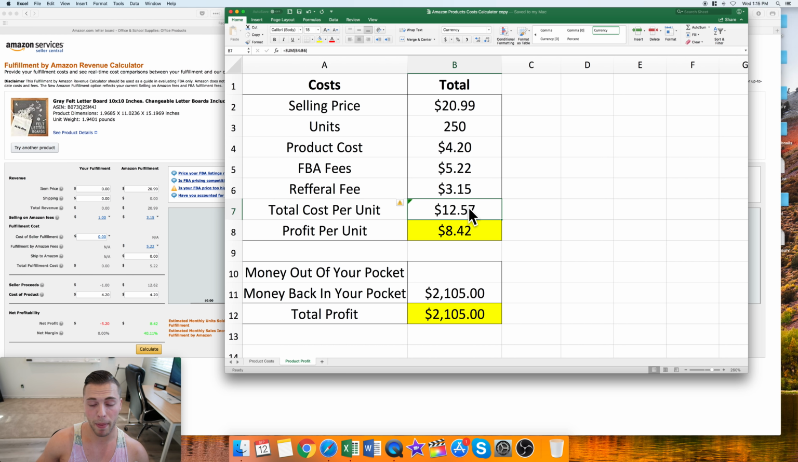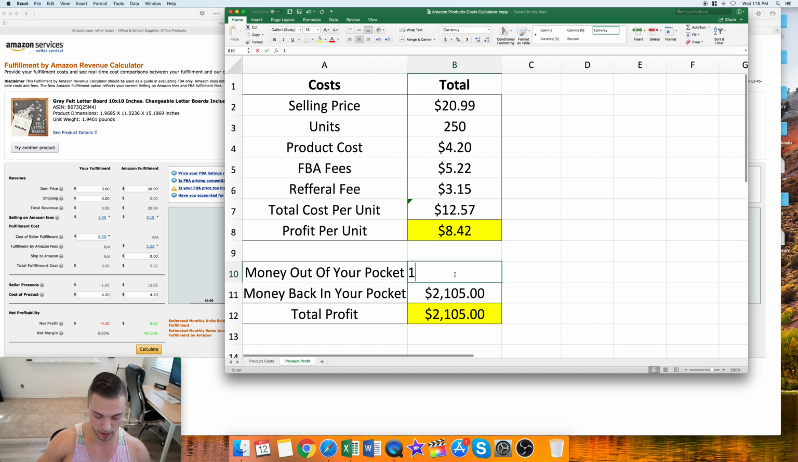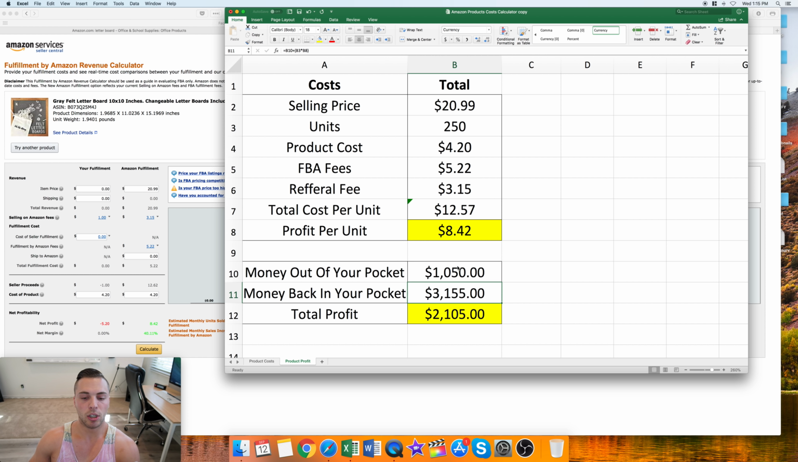Now, this is not what we pay up front. This does not come out of our pocket. This comes out of our pocket right here. So an example of this would be our total product costs were $1,050. So that is how much is coming out of our pocket. So we are spending $1,050, and when we sell all of our units with an $8.42 profit at $20.99, we will get back $3,155. But only $2,105 of that is profit.